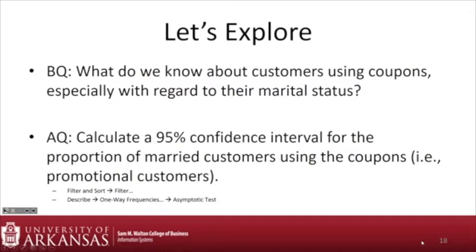One thing we didn't go over in class, and you do have a question about, what do we know about our customers using coupons, especially in regard to their marital status? Okay, so marital status is what I want to do. I'm actually going to calculate a 95% confidence interval for the proportion of married customers using our coupons, i.e. our promotional customers.